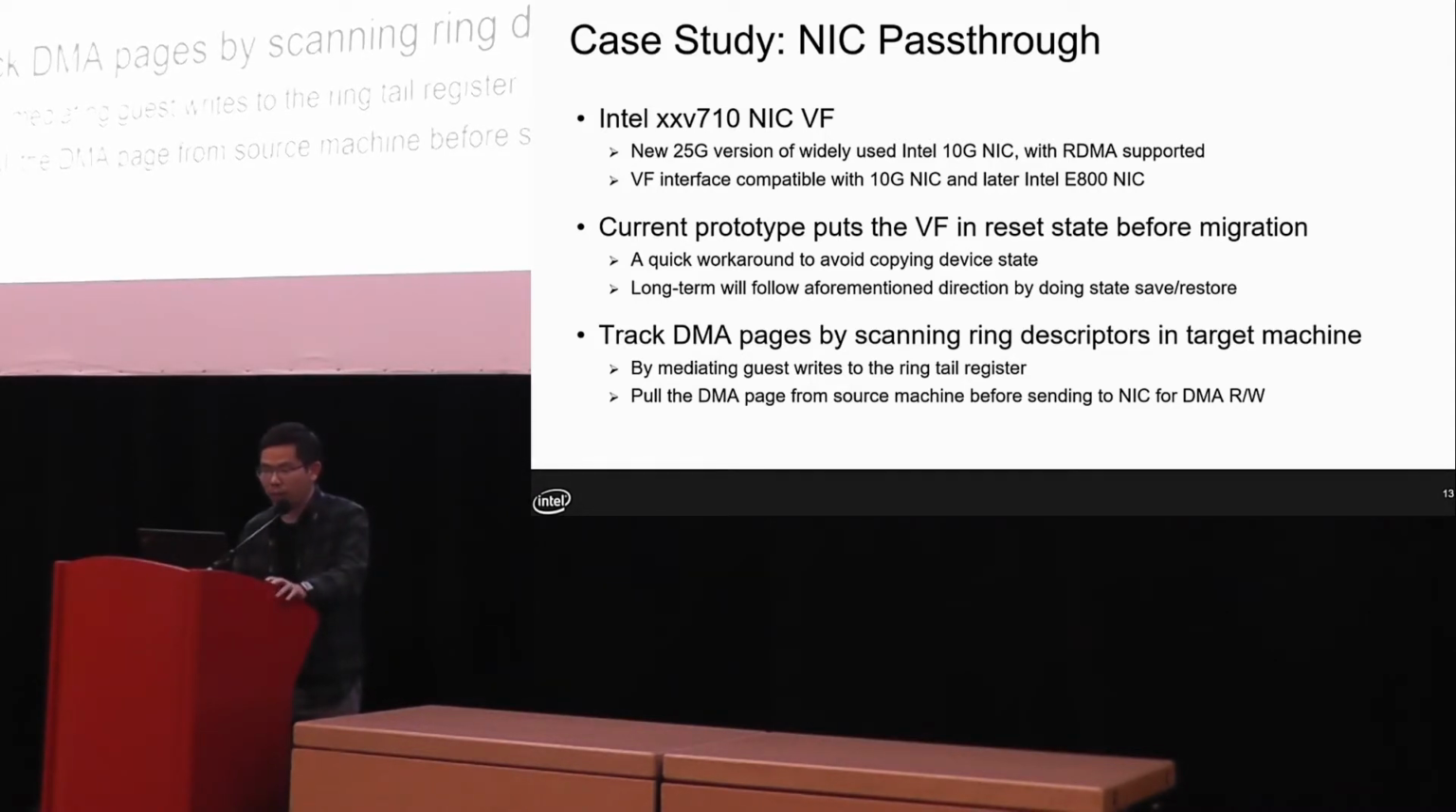Currently, the prototype puts the VF in reset state before migration, which is a quick workaround to avoid copying device state. But for the long term, we will follow the direction we mentioned by doing state save and restore. It tracks DMA pages by scanning ring descriptors in the target machine. It mediates the guest writes to the ring tail register and pulls the DMA pages from the source machine before sending to the NIC for DMA read and write.